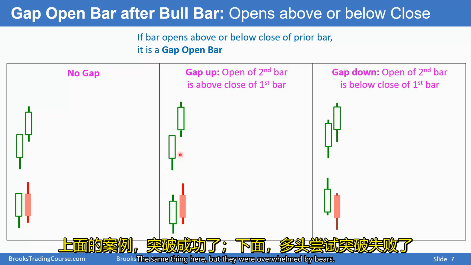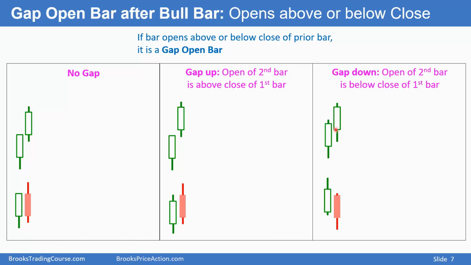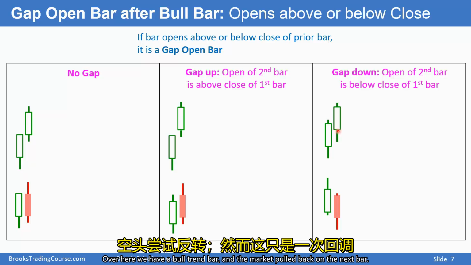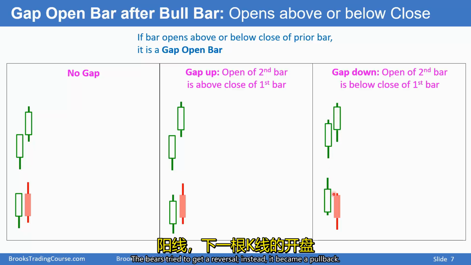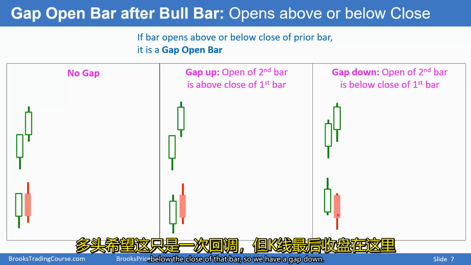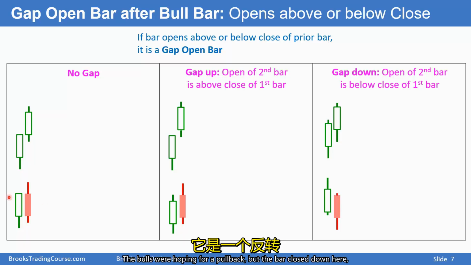Here we have a breakout, and here we have an attempted breakout that failed. Over here, we have a bull trend bar, and the market pulled back on the next bar. The bears tried to get a reversal. Instead, it became a pullback. A bull trend bar, and the next bar opened below the close of that bar, so we have a gap down. The bulls were hoping for a pullback, but the bar closed down here, and it therefore was a reversal.